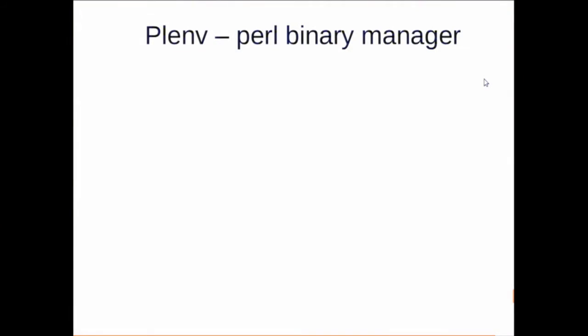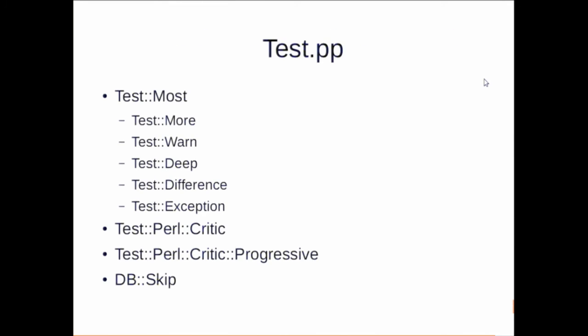Plenv, similar to perlbrew for managing multiple versions of Perl on your desktop and allowing you to switch back and forth from one version of the binary to another to check your code and decide whether you're ready to upgrade production to the next version of Perl. It'll also manage libraries for each version of Perl for your module dependency chain.